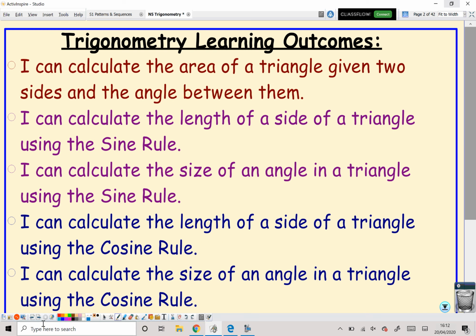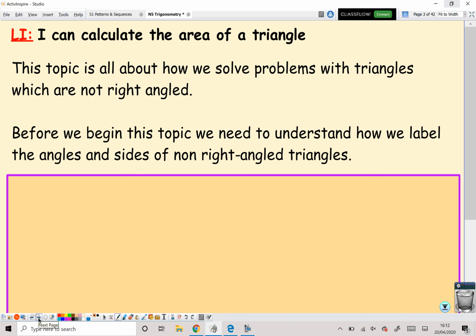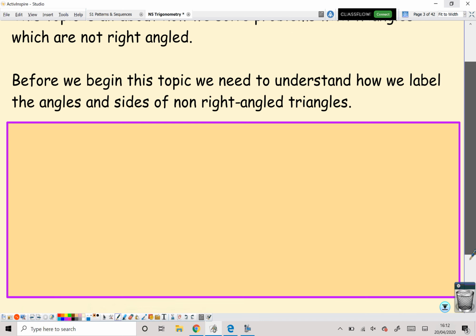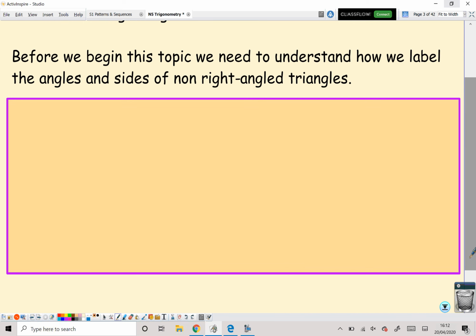All right, so today's lesson is going to be on the first bullet point here at the top. I can calculate the area of a triangle given two sides and the angle in between them. So before we begin this topic, what we really need to do is take a wee look at how to label up the angles and sides of a non-right angled triangle, right? There's a very simple and effective system for letting us do that, okay?